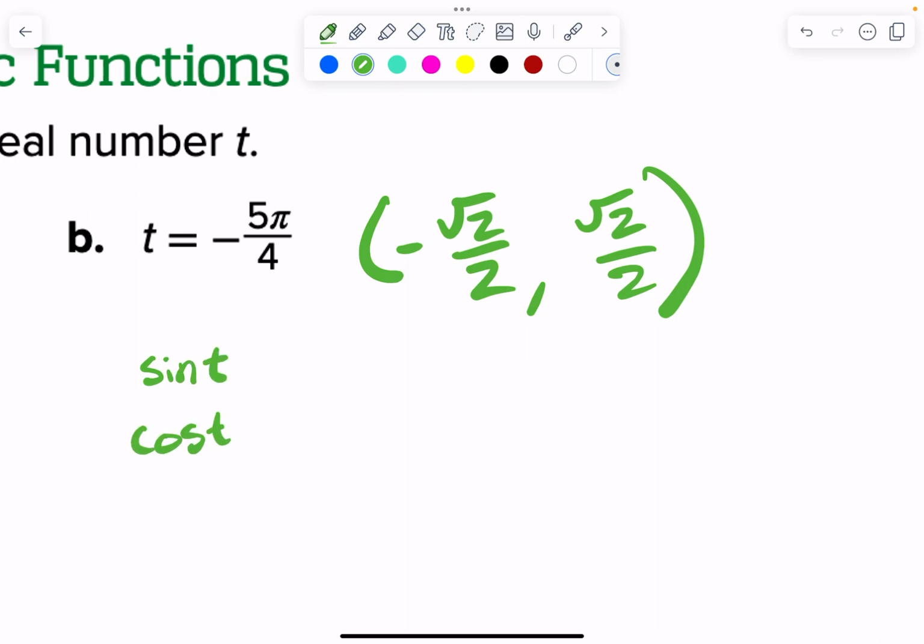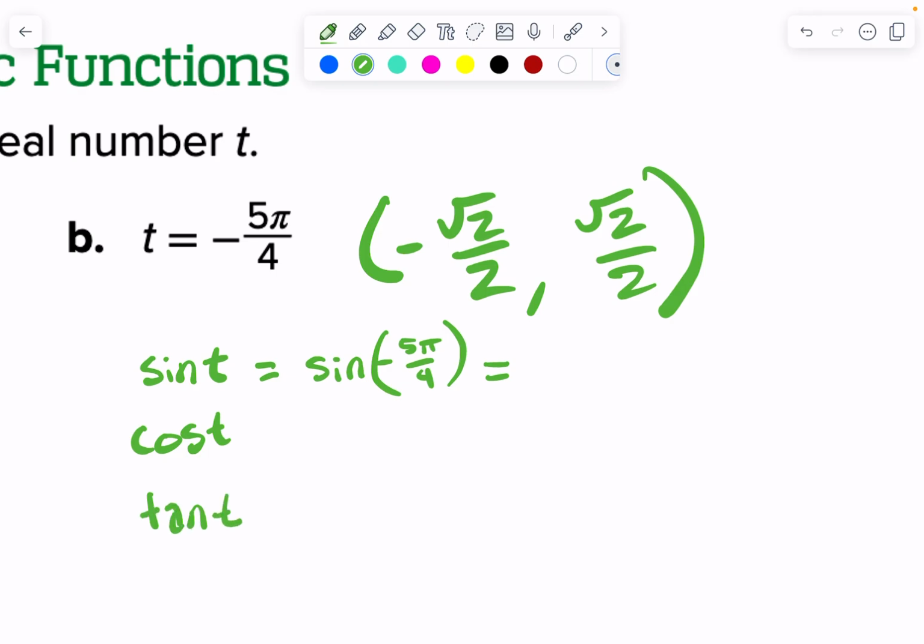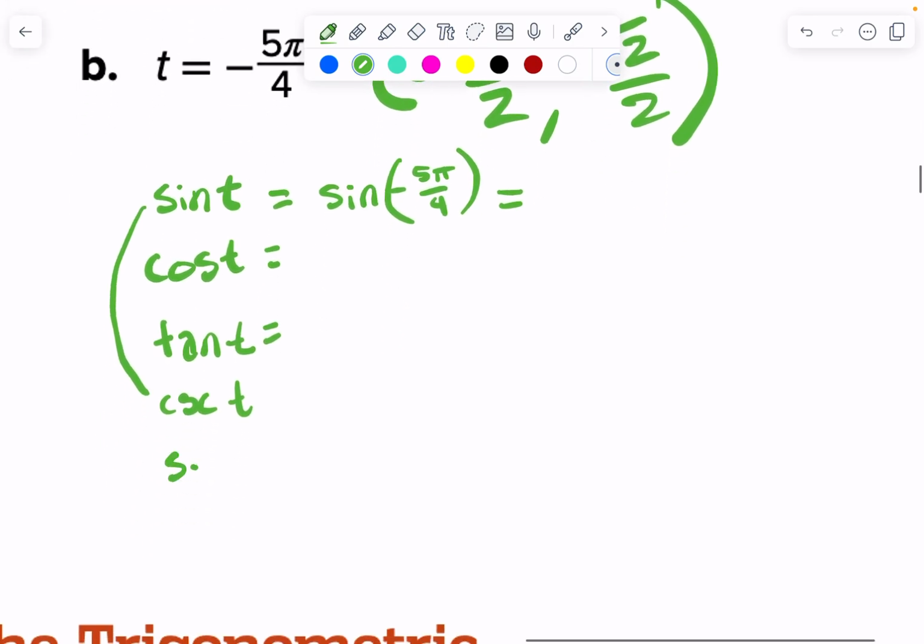All right, so if we're doing sine of t, cosine of t. By the way, the reason why I put t in there is so I don't have to write 5 pi over 4 every time. This is like saying sine of negative 5 pi over 4, right? I just put t there instead so I don't have to write 5 pi over 4 every time. Tangent of t, cosecant of t, because that goes with sine. I put them in order. Secant of t goes with cosine, and then cotangent goes with tangent.